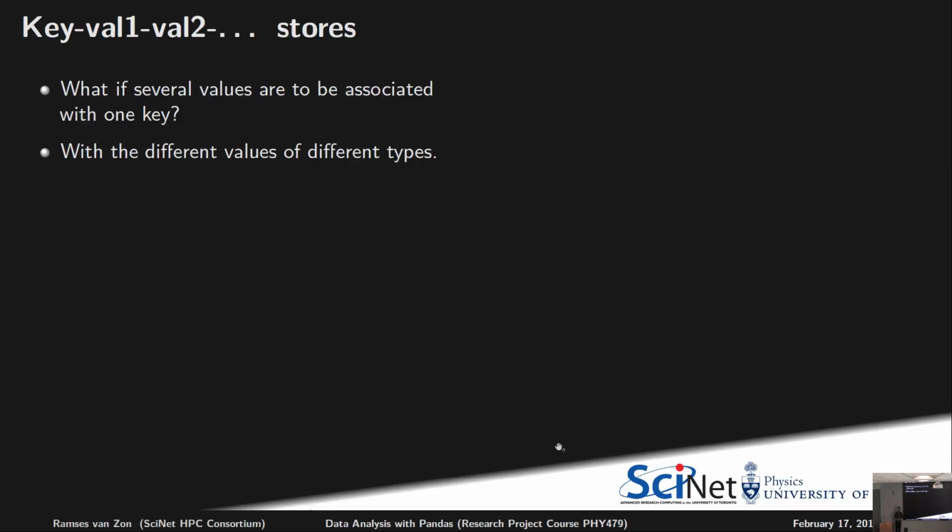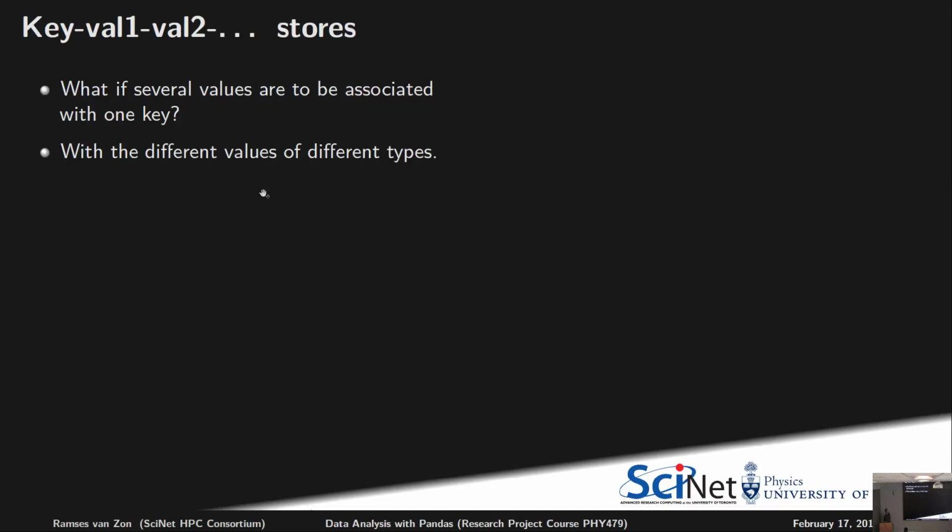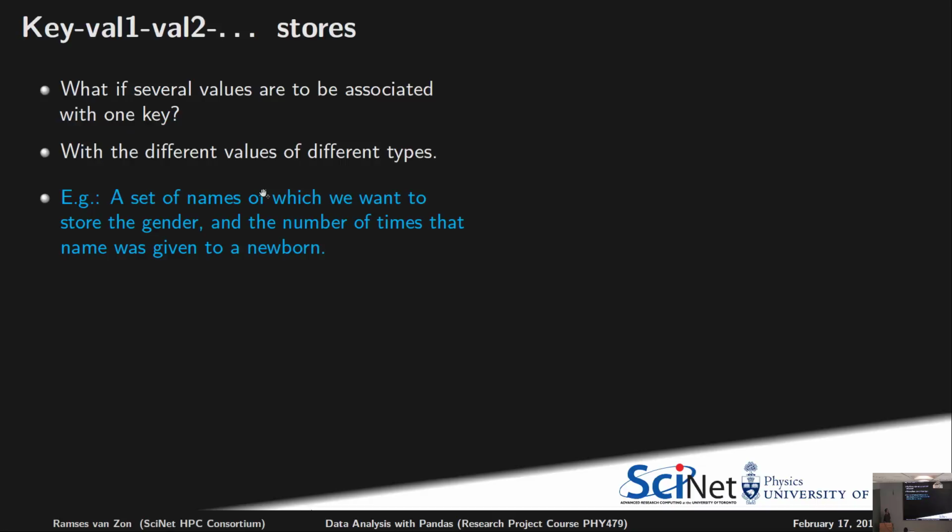Now, what if we have a whole bunch of these? So what if for every key, I want to have several values? So that's one of the things that I don't have here. Every key has one value associated with it. Now, it's true, I could make lists of those, but what if that's what I have? What I have, one key and a bunch of data.